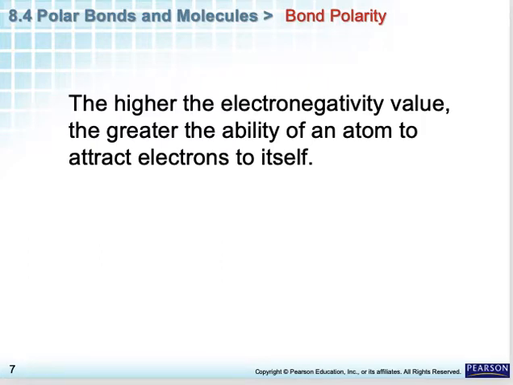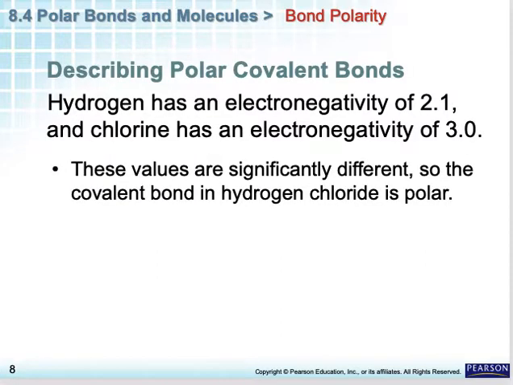The higher the electronegativity value, the greater the ability of an atom to attract electrons to itself. So, hydrogen has an electronegativity of 2.1, whereas chlorine has an electronegativity value of 3.0. These are significantly different, so the bond between hydrogen and chlorine would be polar.